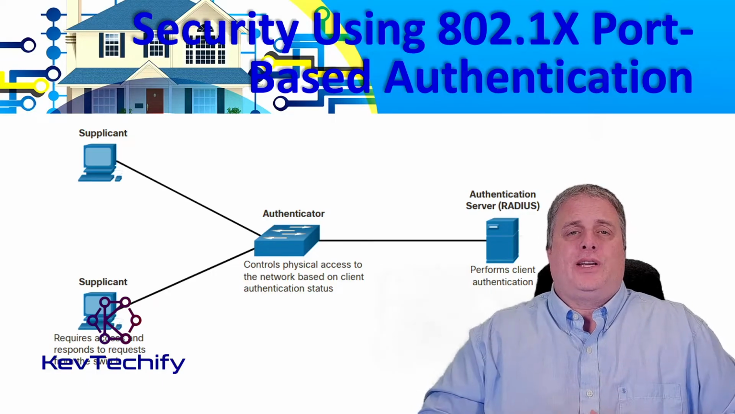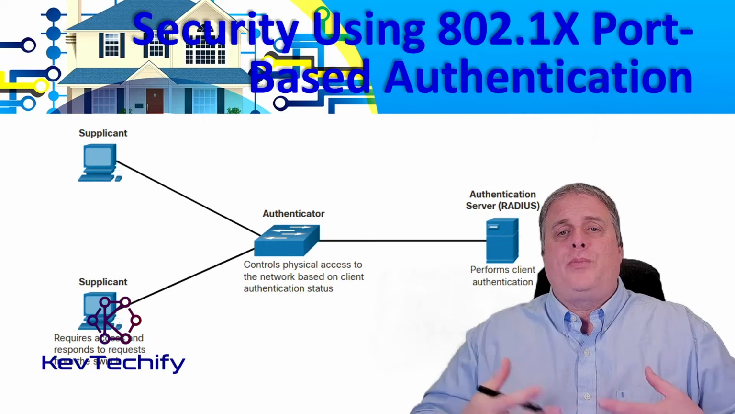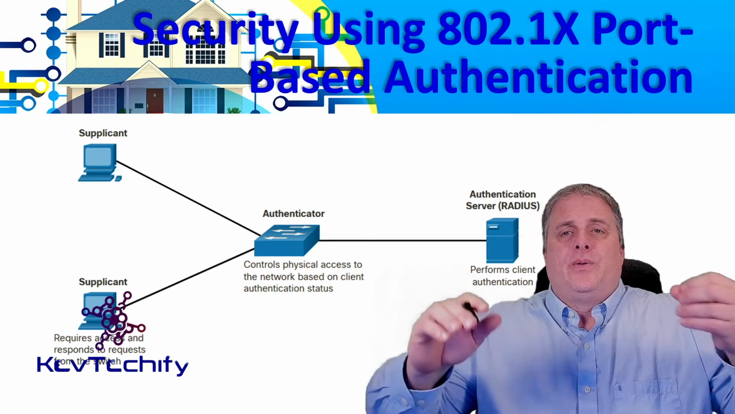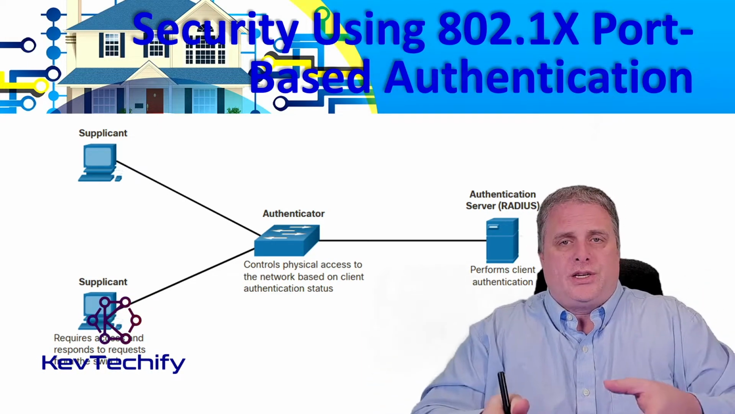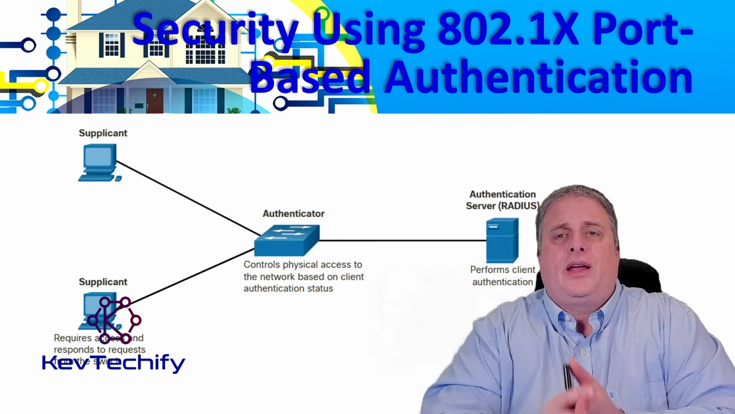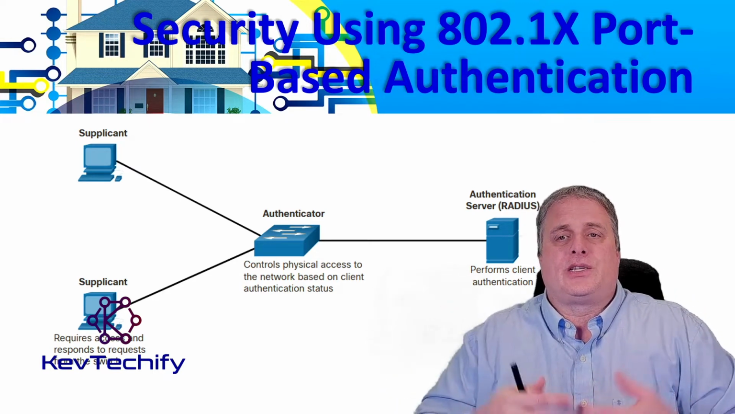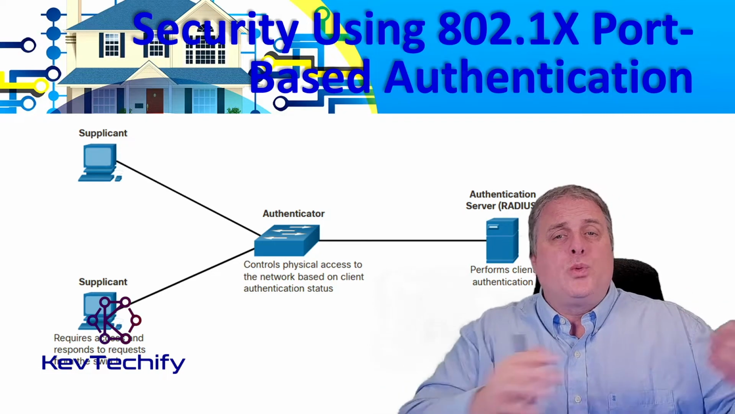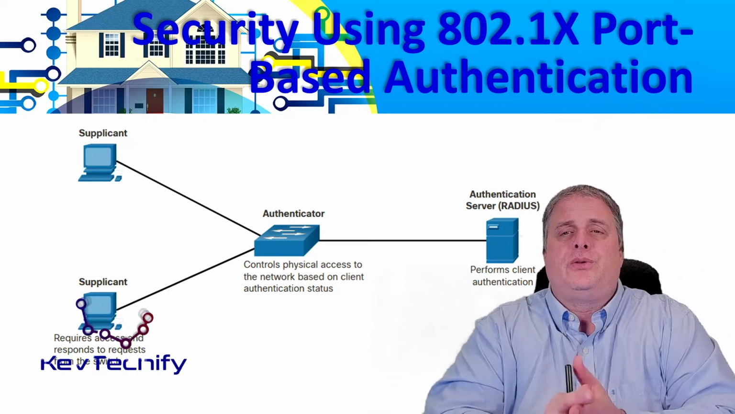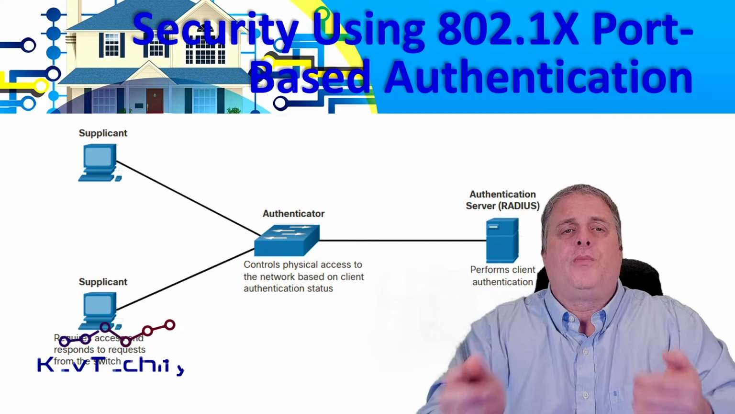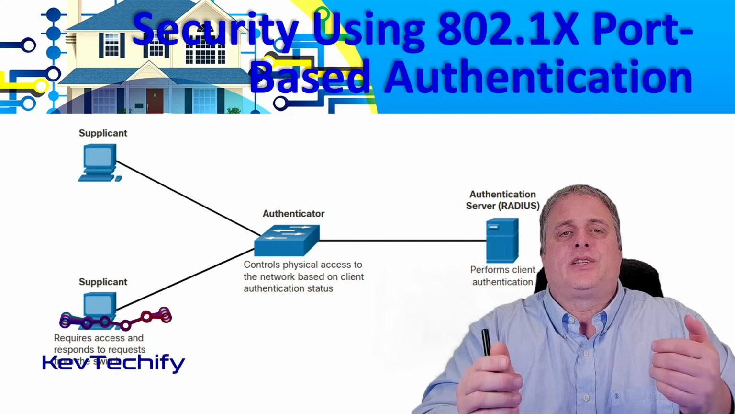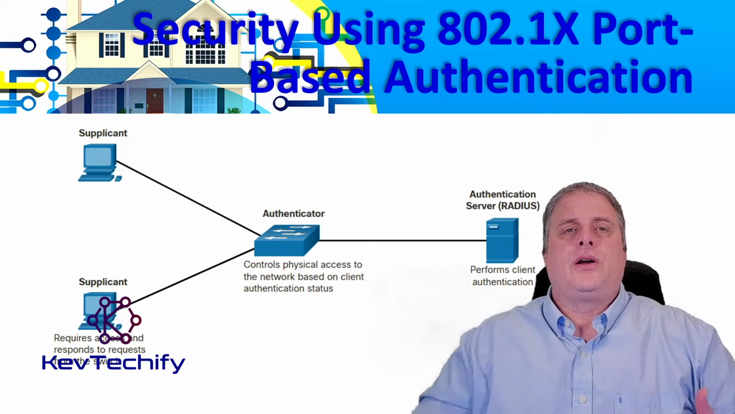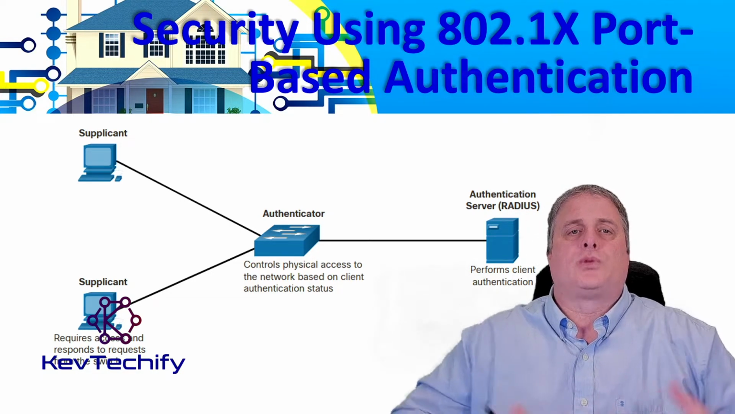The IEEE 802.1X standard defines a port-based access control and authentication protocol that restricts unauthorized workstations from connecting to your LAN through publicly accessible switch ports. The authentication server authenticates each workstation that is connected to a switch port before making available any services offered by the switch or the LAN. There are three 802.1X roles.